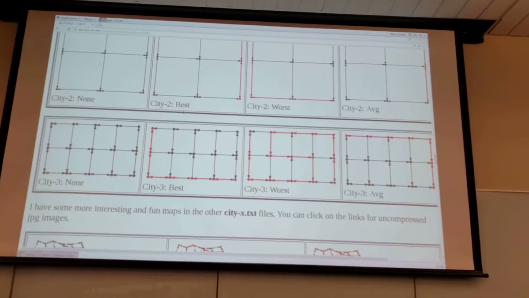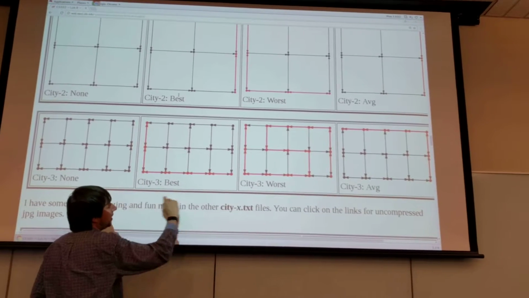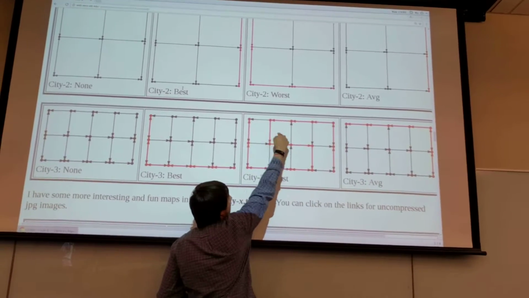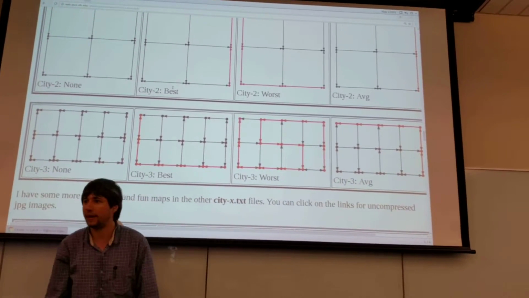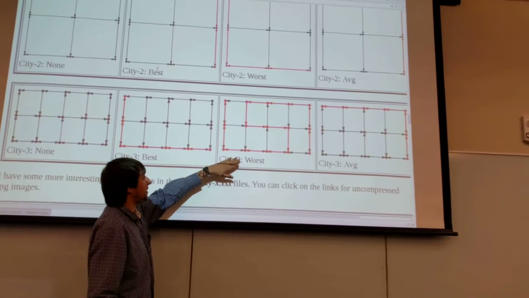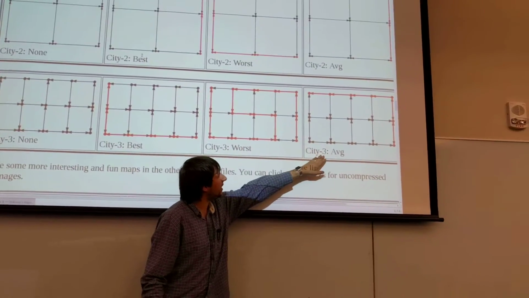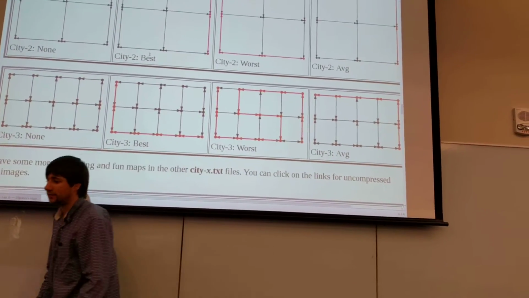And then for City 3, it's interesting because the best is shortest distance through it. Worst, you actually end up taking a zigzaggy path through the city based on the stoplight times. So you actually spend less time driving if you have to wait the worst amount of time for stoplights if you take the zigzag path. And then average, it chooses another path based on the stoplight times.